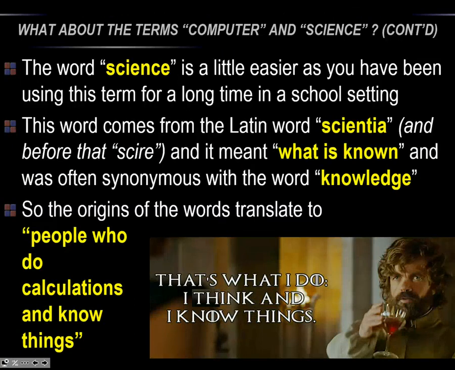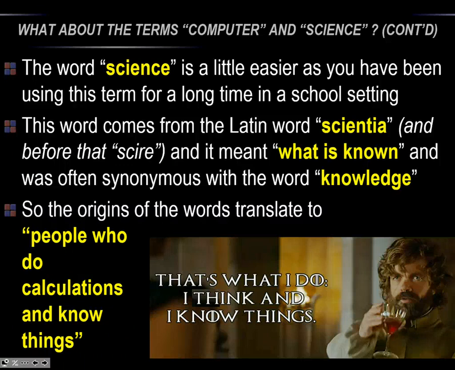All right, so let's get back to the word science. This is a word you've heard all the way back since the beginning of your school setting. The word actually has Latin origins. It essentially meant originally what is known, or in other words, it was synonymous with the word knowledge. So originally the word science and the word knowledge were often interchanged.